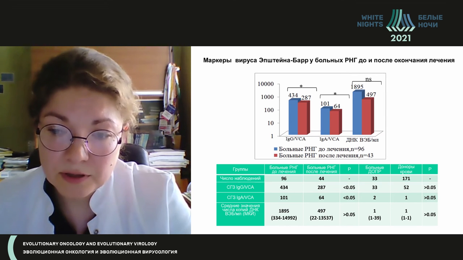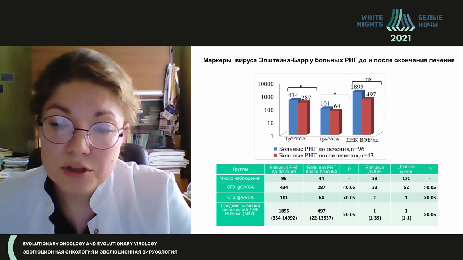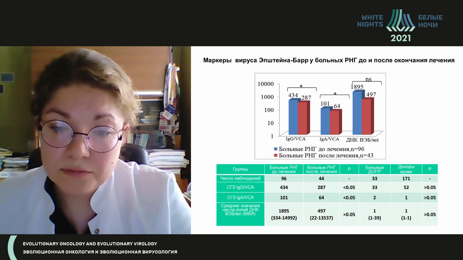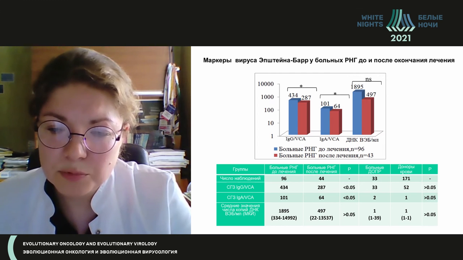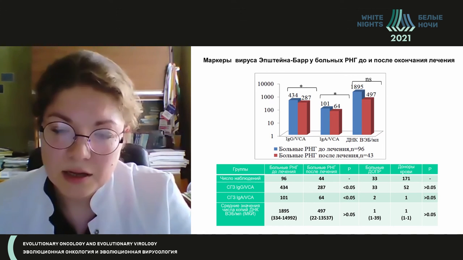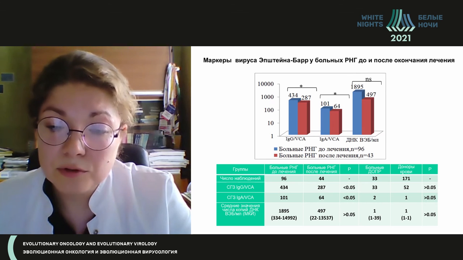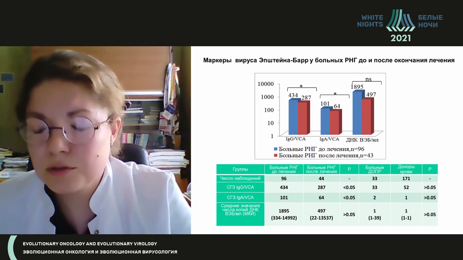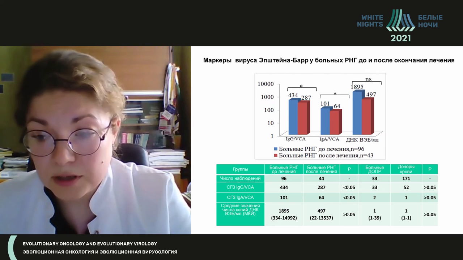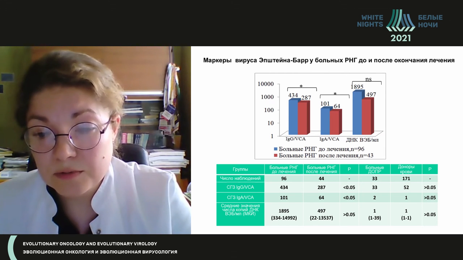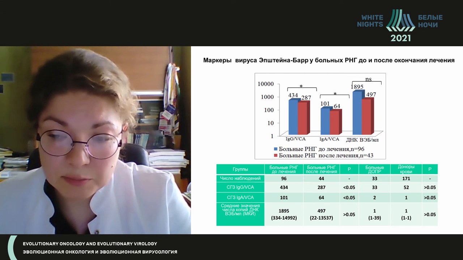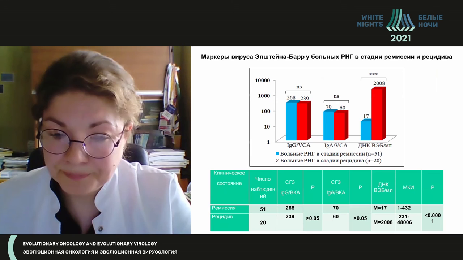The median viral concentration after the treatment also considerably decreased. But due to high values of circulating DNA, in some patients we didn't detect a positive response to treatment, meaning viral DNA concentration remained quite high. But in groups of patients with other oral cavity tumors not related to EBV, and in blood donors whom we used as a control arm, we detected low humoral response to EBV and background numbers of viral DNA.